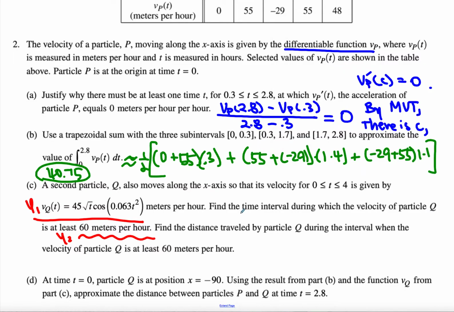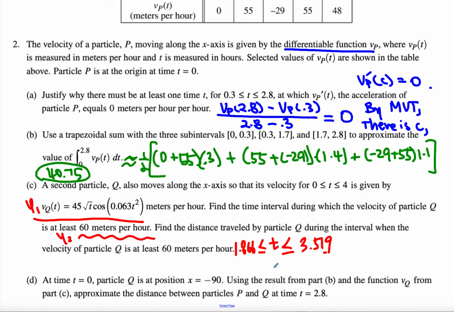And then find the time interval. So they want us to find the time interval. That means t has to be greater than or equal to, I believe the earlier one was 1.866, and then the second one is 3.519. Alrighty. And they want you to find the distance. Notice that it's a distance, not displacement.